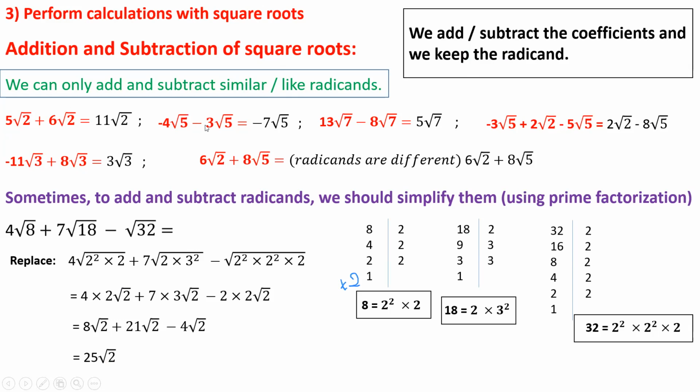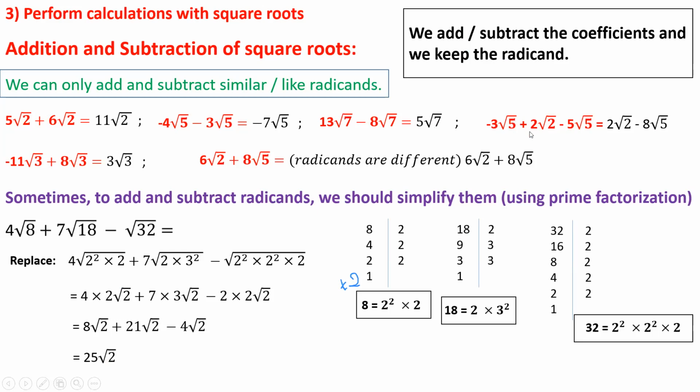So I say negative 11 plus 8 is negative 3, so I keep negative 3 radical 3. Minus 4 radical 5 minus 3 radical 5. I have same radicands, so I can subtract. Minus 4 minus 3 is minus 7, and I keep radical 5. 13 radical 7 minus 8 radical 7, the same radicand. So 13 minus 8 is 5, and I keep radical 7. So I read it 5 radical 7.